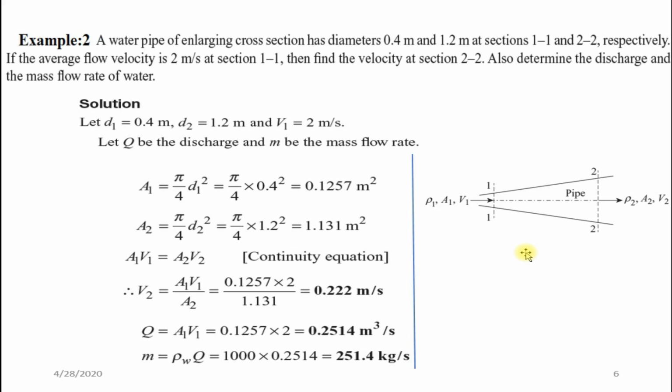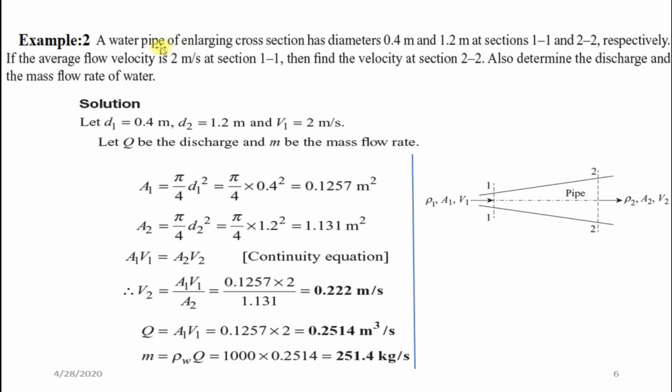Now we will see problem number 2. A water pipe of enlarging cross section has diameter of 0.4 meter and 1.2 meter at section 1-1 and 2-2 respectively. If the average flow velocity is 2 meter per second at section 1-1, then find the velocity at section 2-2. Also determine discharge and mass flow rate of water.